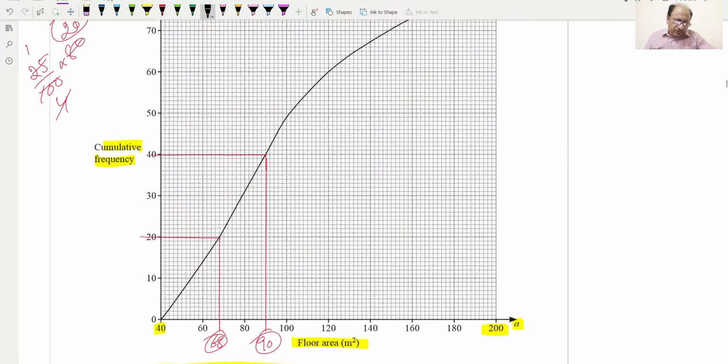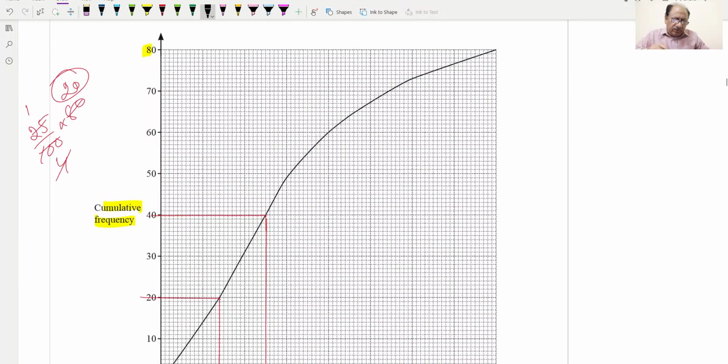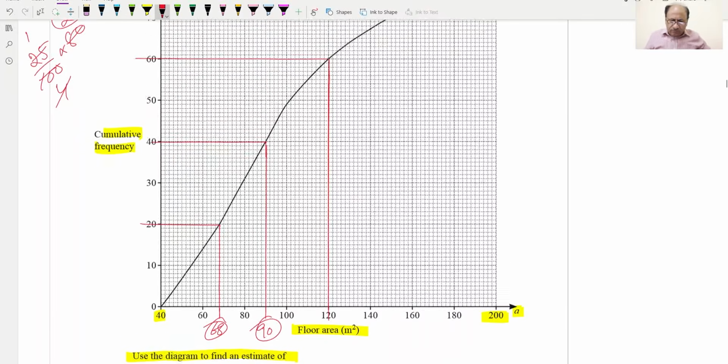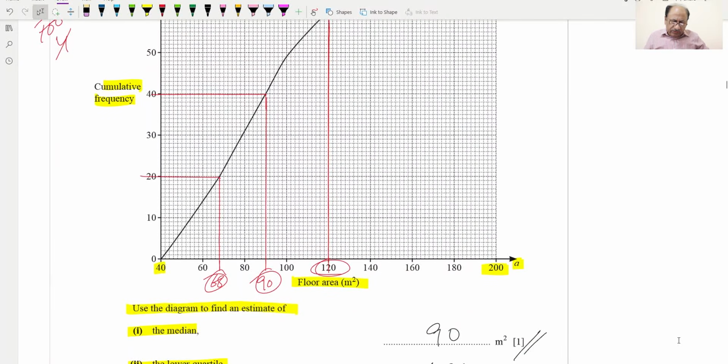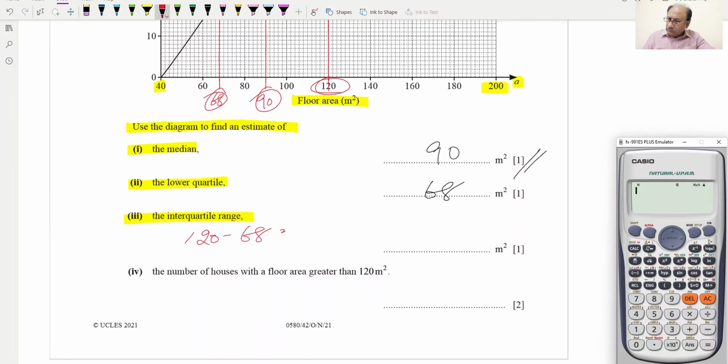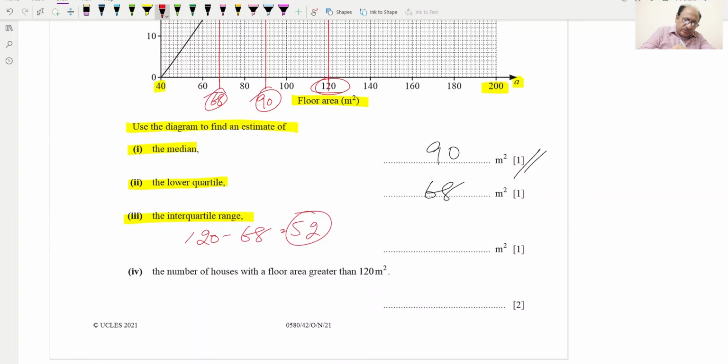And for the interquartile range we'll have to find the upper quartile. Upper quartile will be at 60, and to find the upper quartile we'll be taking the reference from 60, and this reference will be on the x-axis. We can check the reference, and this is at 120. So the interquartile range will be 120 minus 68, which is equal to 52. So our answer for interquartile range will be 52 meters square.